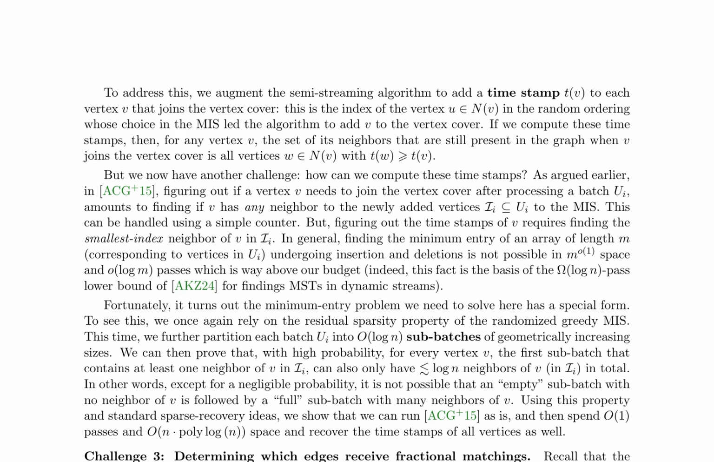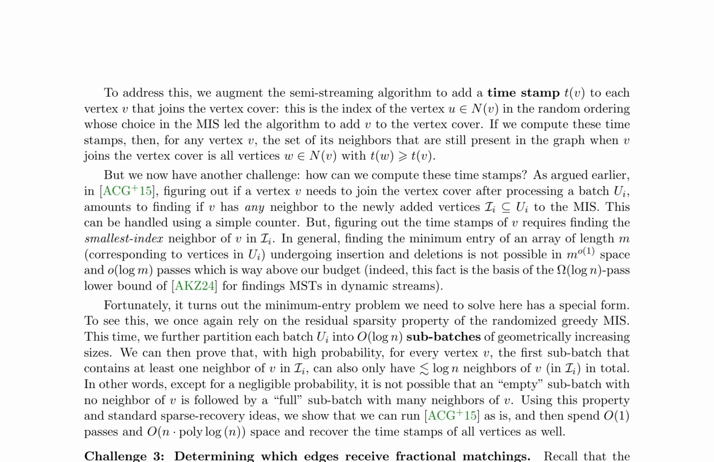The semistreaming algorithm for maximum matching is augmented with timestamps for each vertex that joins the vertex cover. Each vertex v is assigned a timestamp t_v, representing the index of the vertex u in the random ordering whose choice in the maximum independent set, MIS, led to v joining the vertex cover. This allows for the identification of the set of neighbors of v that are still present in the graph when v joins the vertex cover.